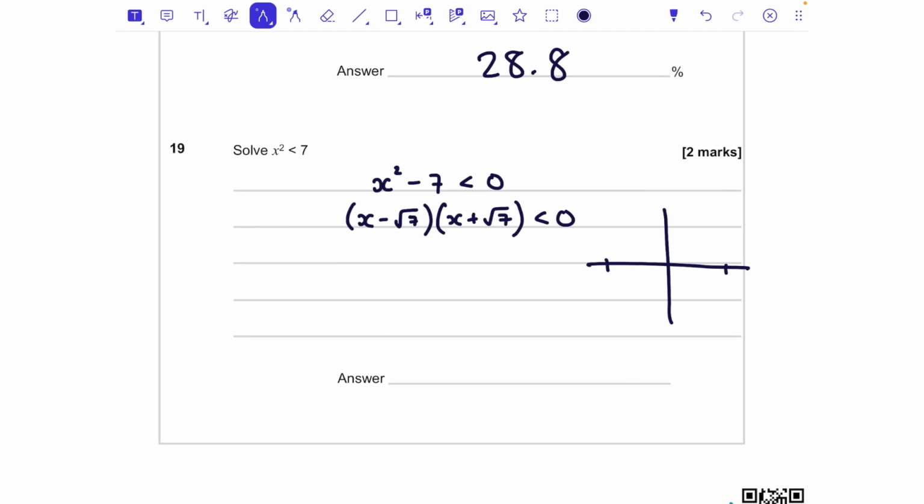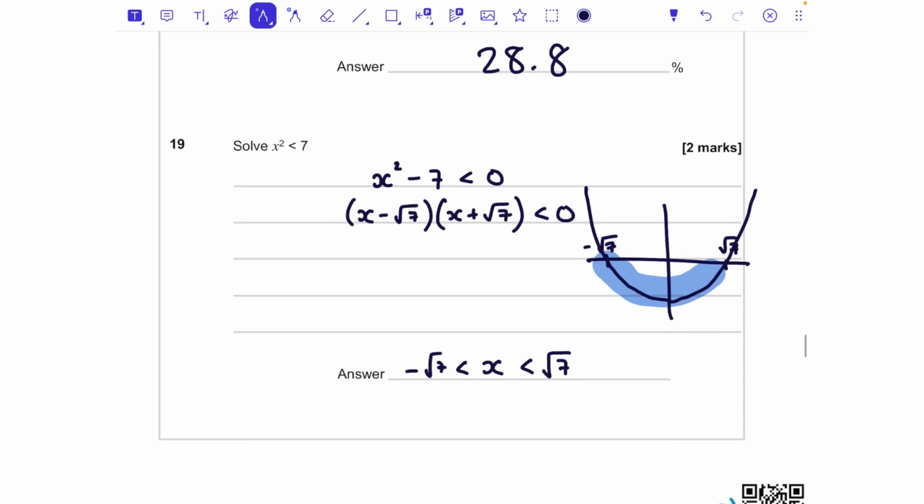Now let's give that a little sketch. I know that my quadratic would cross at minus root 7 and positive root 7. Those are the values that would make that quadratic equal 0. And it would look a little bit like this. So when is that quadratic less than 0? Well, it's less than 0 between those two values. So my answer here is when it's between minus root 7 and positive root 7.